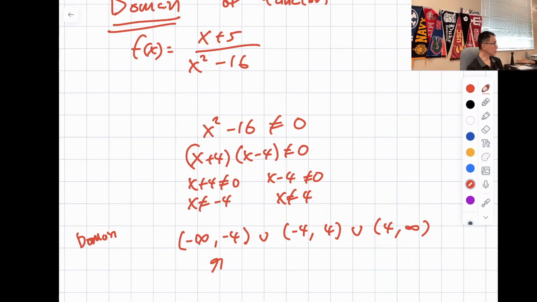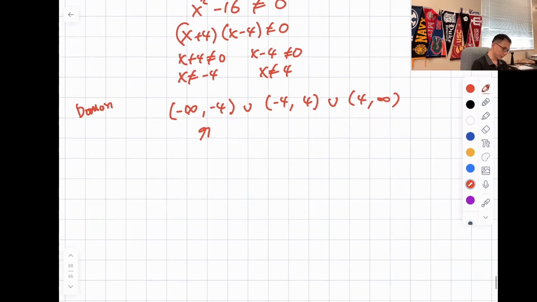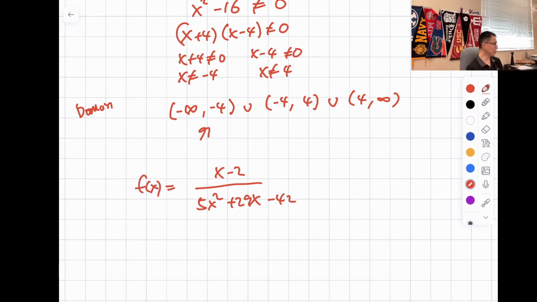Is this okay? Can you find the domain of this function? Set the bottom cannot equal to 0. Okay, then you can find the domain.